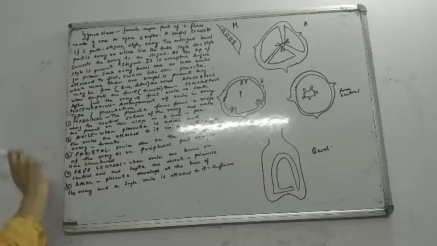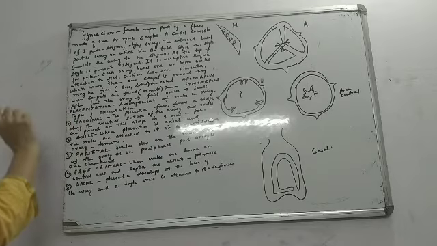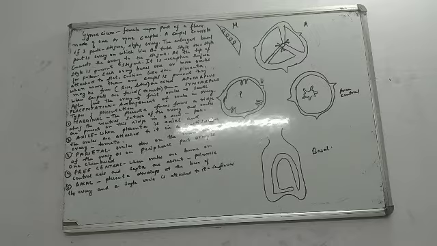Gynoecium is made up of one or more carpels. When we talk about carpel, we know that a carpel consists of 3 parts: stigma, style and ovary. The large basal swollen part, the part which lies at the base, the lowest most part, is what we call the ovary. On the ovary lies the tube-like structure which is called the style. It is this style which connects the ovary to the stigma. At the tip of the style is present the stigma.